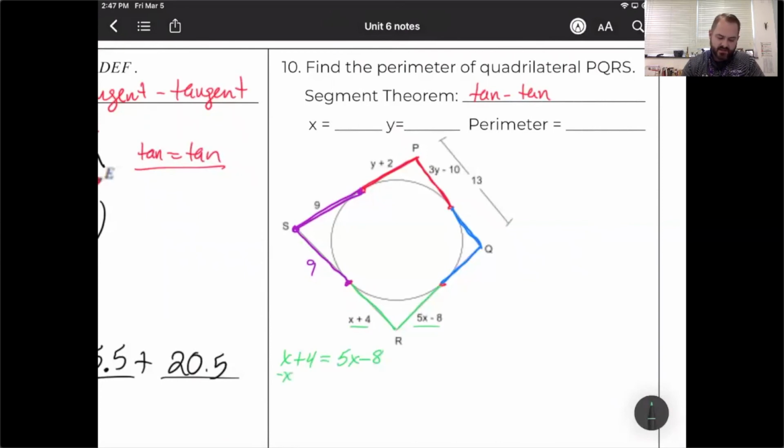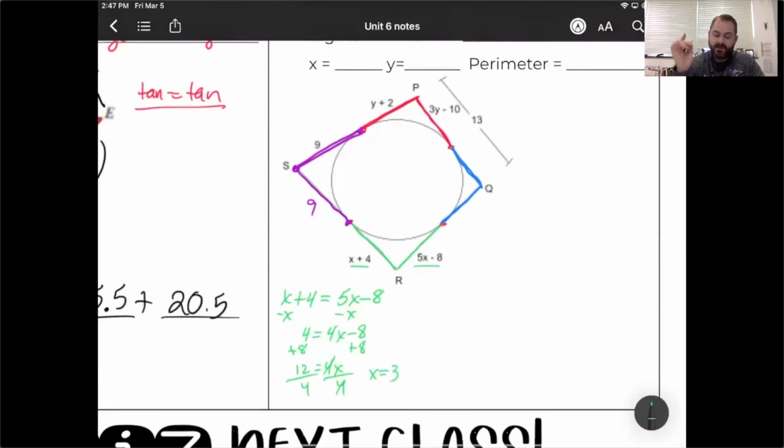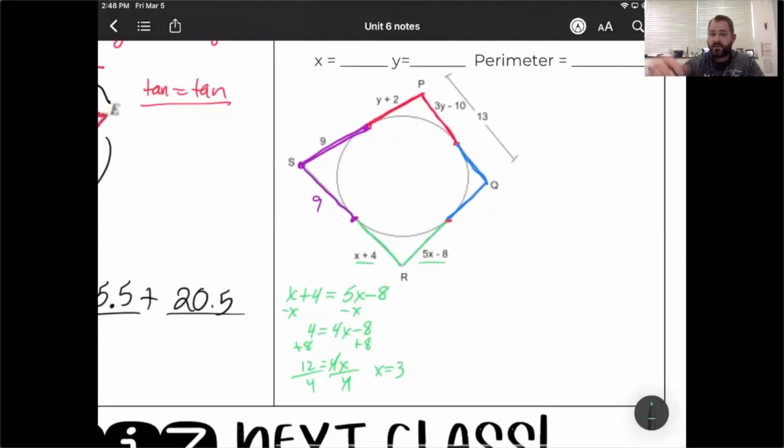Subtract x from both sides. Add 8 to both sides. Okay, and then divide by 4. So if I divide by 4 here, 12 divided by 4 is 3. So x is 3. Now, I have to plug back in here because I want the overall perimeter, so I need these lengths. 3 plus 4 equals 7. So both of these are 7.